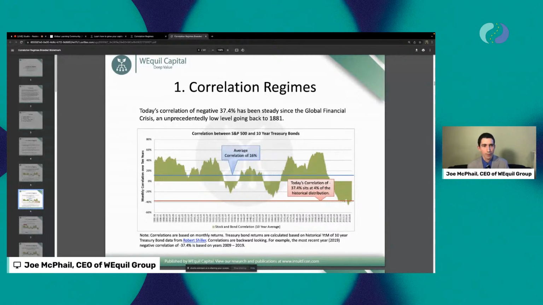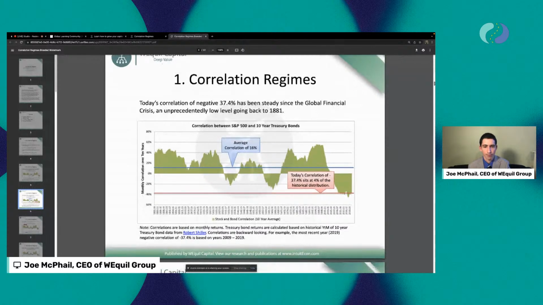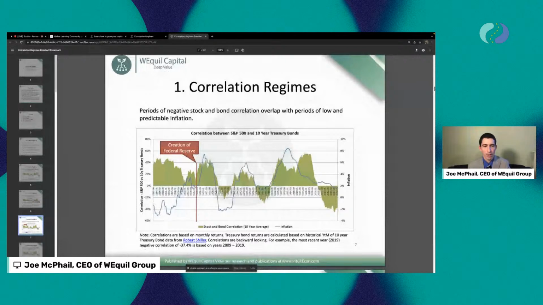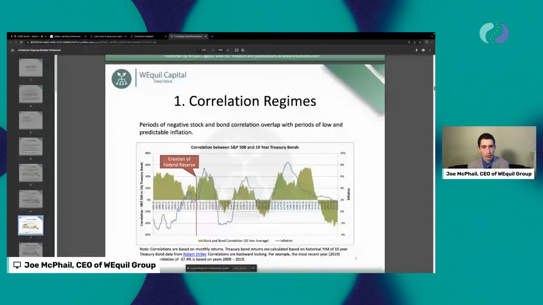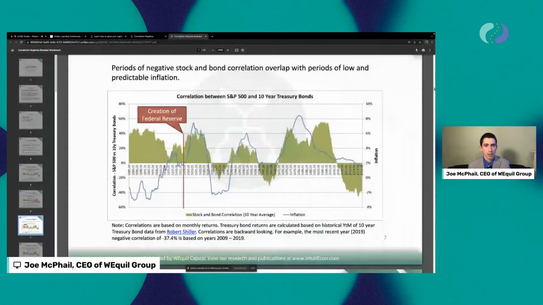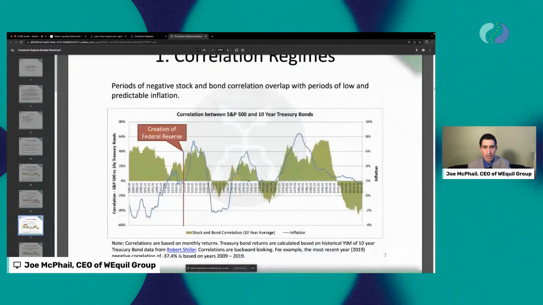A big focus of our research was trying to figure out what was causing these changes in correlations between stocks and bonds. What we found is that the biggest driver was inflation. You can see the blue line here is inflation. I can zoom in a little bit more so it's easier to see. The blue line is inflation, and that inflation number is also a 10-year average, so you're getting smooth numbers.